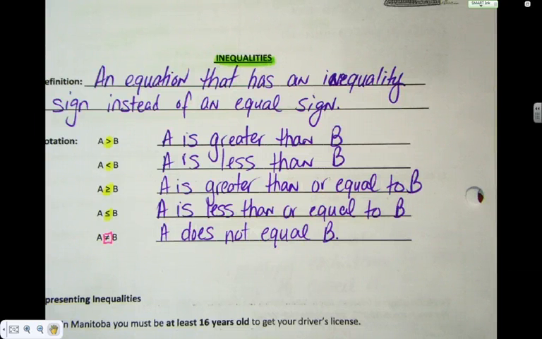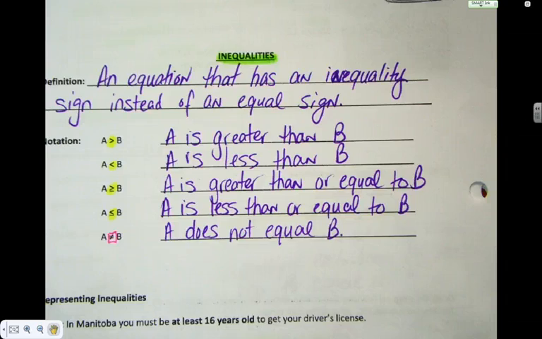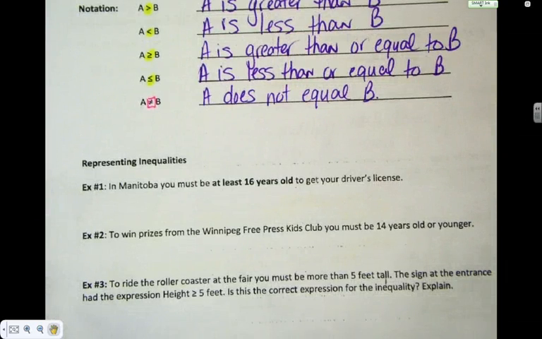Yeah, A and B are interchangeable. They can be on any side they want. They're just variables. We could have X and Y. We could have P and Q. Just variables. So we're going to do this one a little bit different. We're going to do the real life stuff first. Then I'll show you the solving tomorrow.